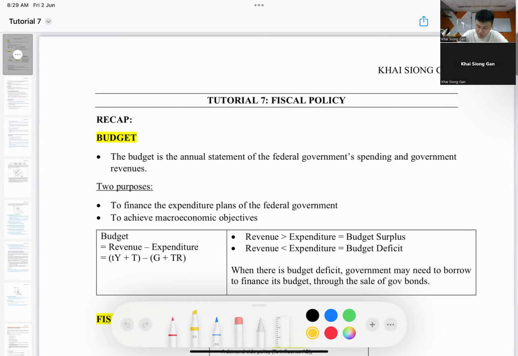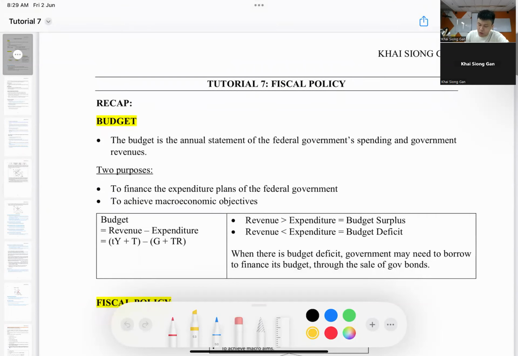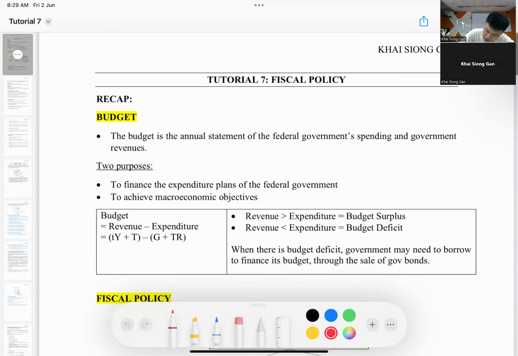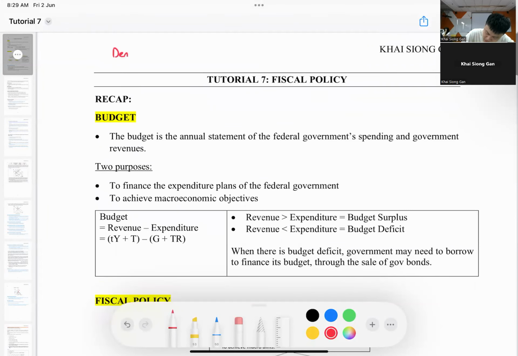So first of all, let's do the recap as usual. Now, when we talk about fiscal policy, a few things that I want you to know is that this is what we call demand-side policy. What is a demand-side policy? Demand-side policy basically means a policy that's used to influence aggregate demand, the total demand in the economy.